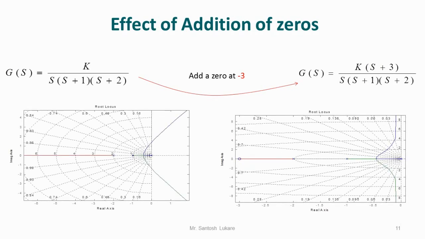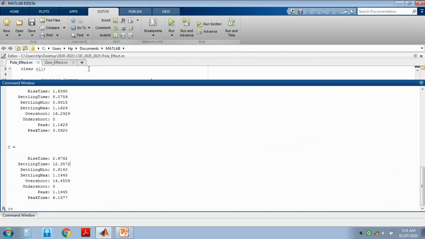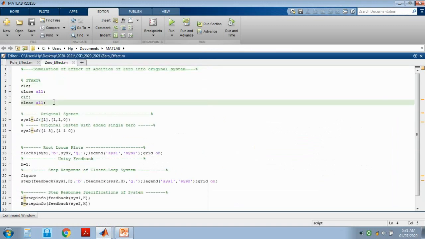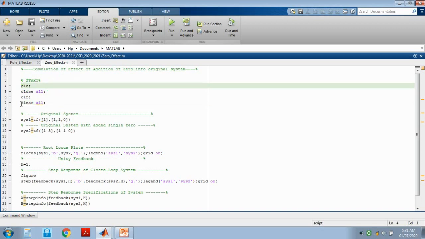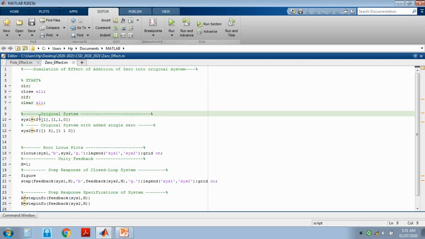But before switching to the next slide, we can consider the simulation of the first example that we discussed just before this slide. So let me switch to MATLAB first. Here we have a MATLAB editor in front of us. I have written a small code for simulating the effect of the addition of 0 to the original system. From line number 4 to line number 7, there is MATLAB initialization.